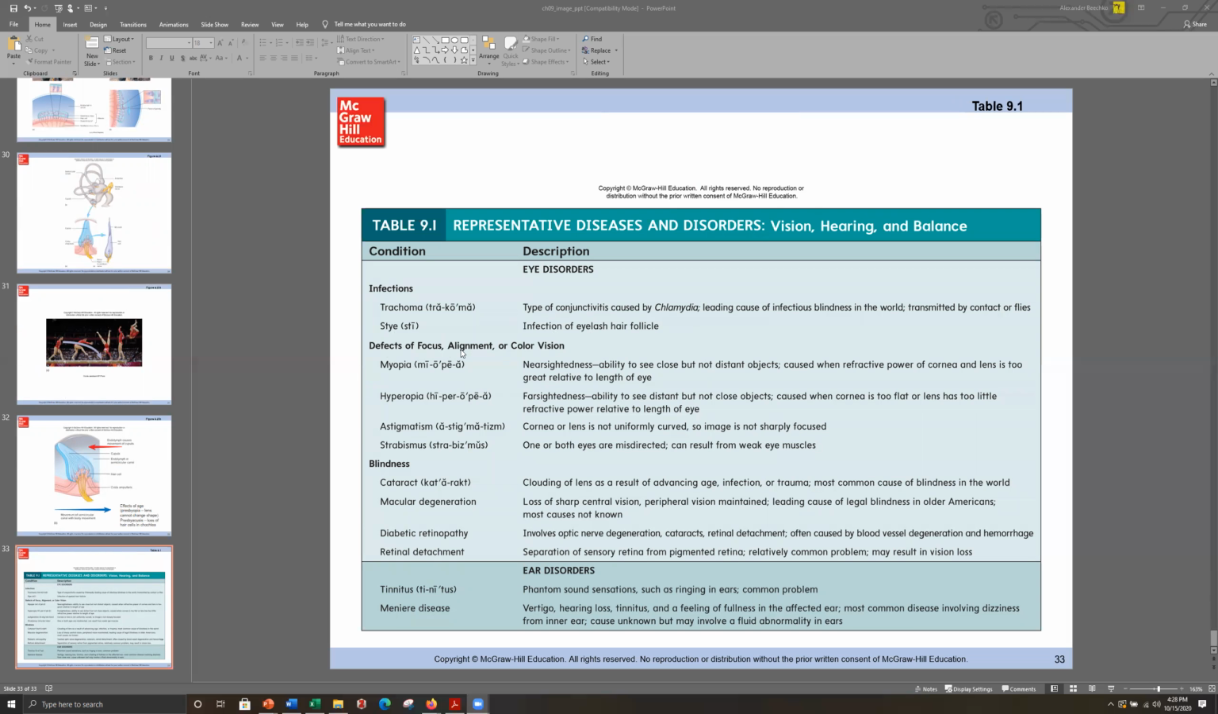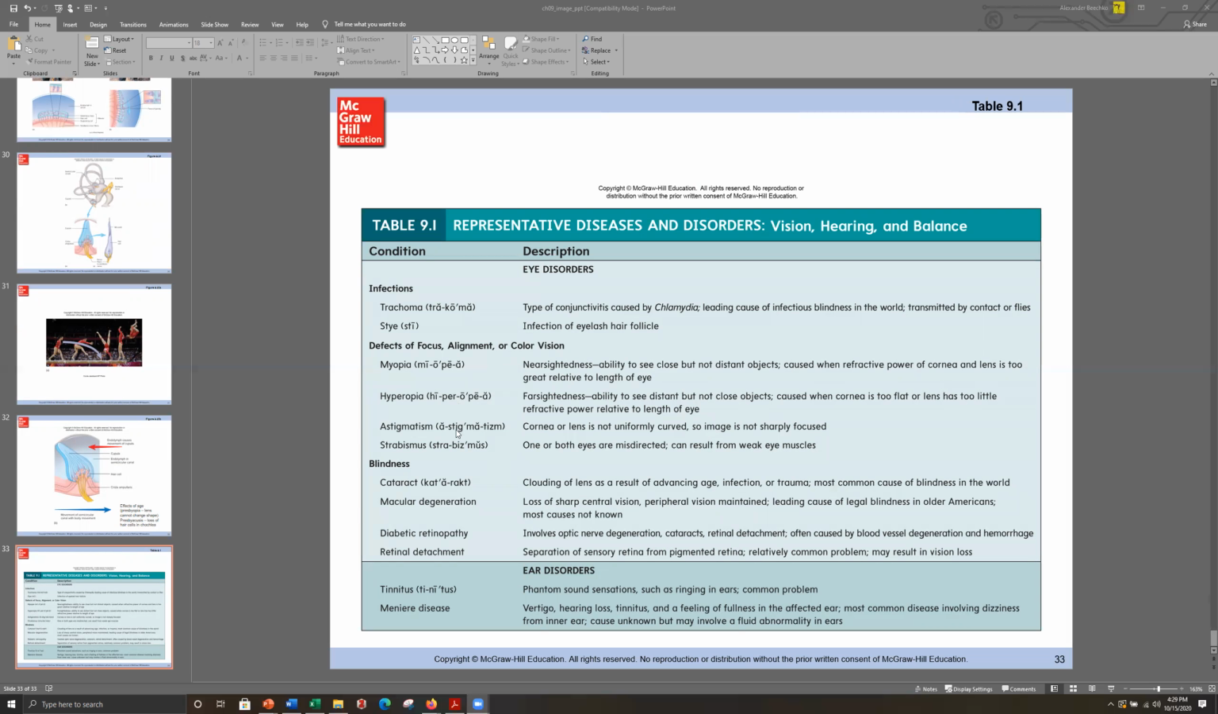So defects of focus, alignment, or color vision. You can have myopia, which is nearsightedness, the ability to see close but not distant objects, caused when the refractive power of the cornea and lens is too great relative to the eye length. That's what I have. Hyperopia, farsightedness, the ability to see distant but not close objects, caused when the cornea is too flat or the lens has too little refractive power relative to the length of the eye.